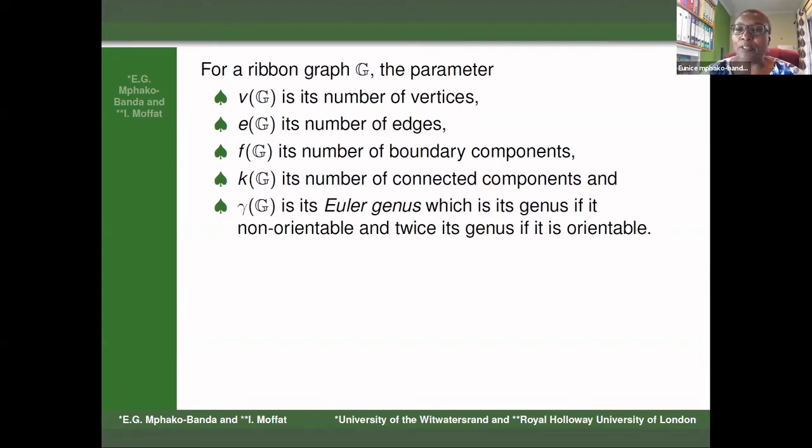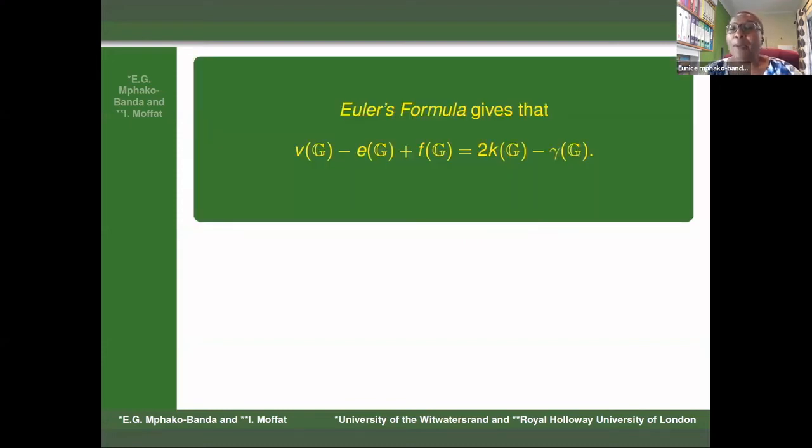And this one, as Prof. Moffat said, is just the genus if it is non-orientable, and twice its genus if it is orientable. And I'm also going to recall Euler's formula, which we introduced already: the number of vertices minus the number of edges plus the number of boundary components equals 2 times the number of connected components of our graph minus the Euler genus.